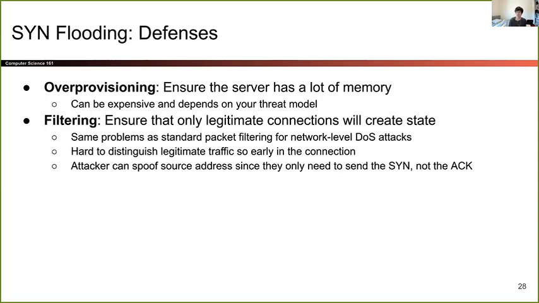The attacker also has the ability to spoof the source address, since they only need to send the SYN. They never need to finish establishing the handshake here. So we've gotten ourselves in a bit of a bind. We can't distinguish traffic so early on because this is literally just a SYN packet, and the attacker can do this off path. So the attacker is able to use any source address they want because they don't really care about the SYN ACK that we're sending.